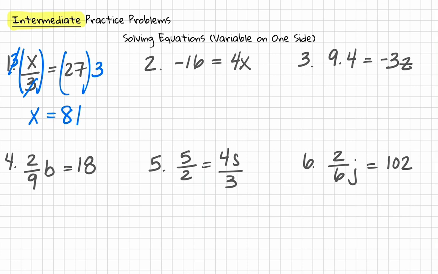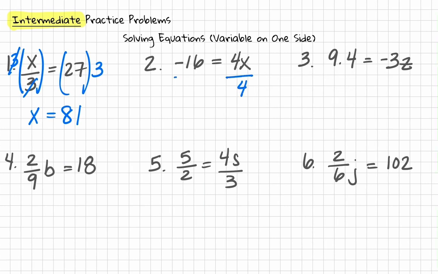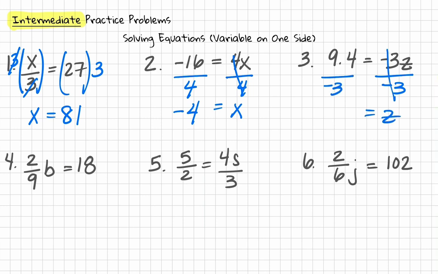For the second one, I have 4 times x. So I need to divide by 4. That cancels, and then I have x is equal to negative 4. Number 3, I have something being multiplied by negative 3 to the variable, so I have to divide it by negative 3. Z is equal to, when you do the math in a calculator, negative 3, because you have a positive and a negative, 0.133.